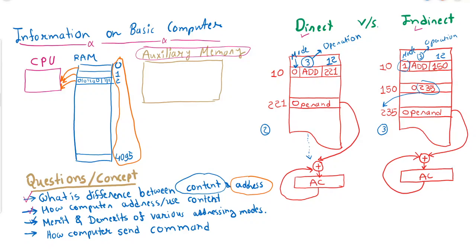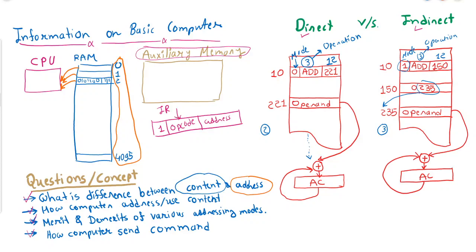Next thing: how will the computer send the command? In answer to this question we will try to understand how the computer will start execution. Whenever any content is retrieved, first it will be decoded into the IR. What is IR? IR is nothing but the instruction register. As we have seen, this will be loaded into the instruction register, where there will be the opcode, and then here the address.